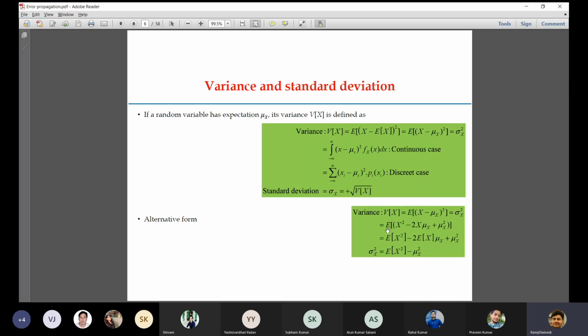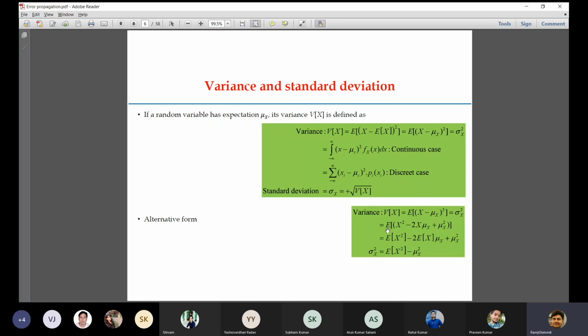That becomes the form for the continuous case, and the discrete case is now here. The point to be noted here is that (x minus mu x) whole square is the function g(x), just like you have read in your first two slides about variation in the expectation operator, isn't it? So I hope it is very much clear. The standard deviation is obviously the positive square root of the variance.